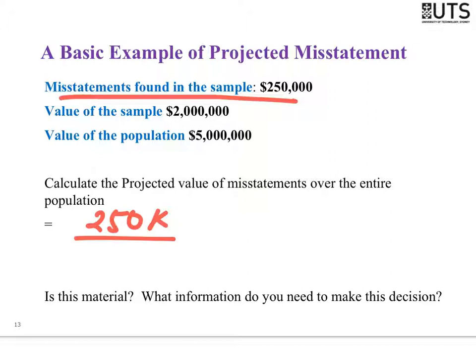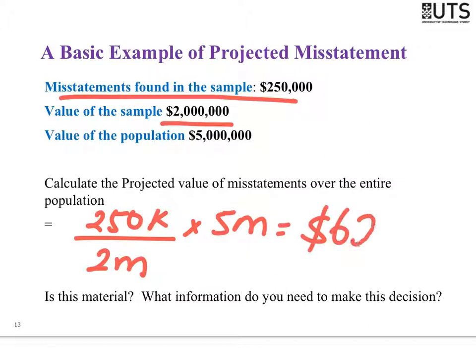$250,000 and that was taken from a sample of 2 million, you then project that onto the population of 5 million and that would give you a projected misstatement of $625,000. Now, what do you do to that? You compare that to materiality.